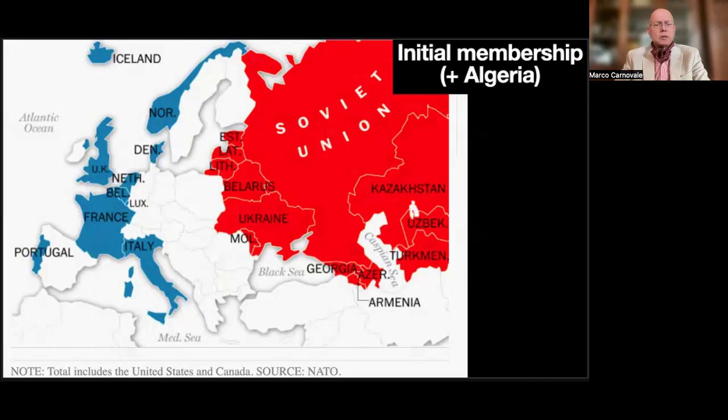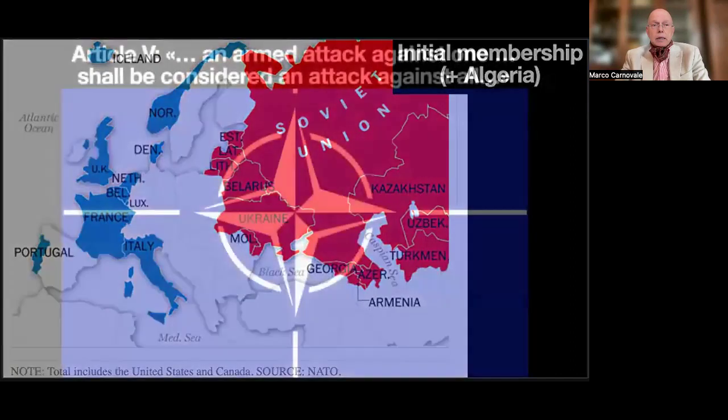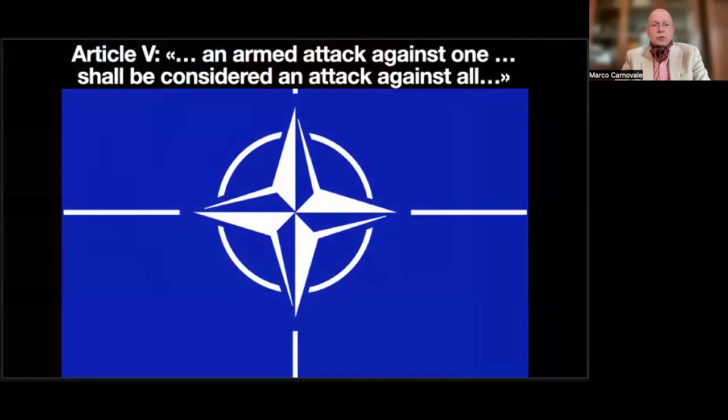And on the right, you can see the red countries, that's the Soviet Union and the occupied countries that were facing Europe, and that was creating so much fear. An attack against one is an attack against all. That's the Article 5 commitment in the treaty. So it's a legally binding law, a treaty ratified by the member states of all countries.